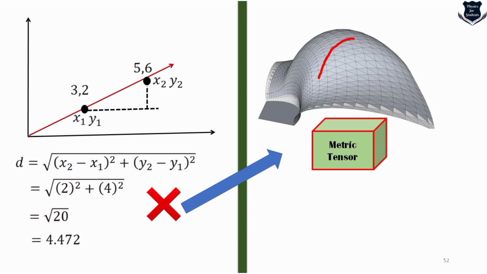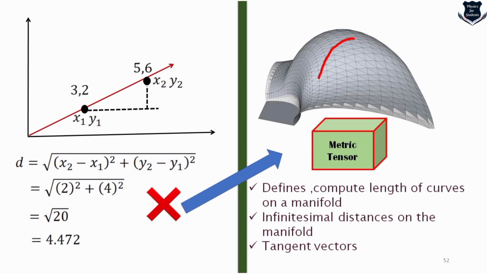So what we need is a metric tensor, which helps to calculate the distance between two points. It defines and computes lengths of curves on a manifold. Don't worry, we will be explaining more about manifolds. It is an infinitesimal distance on the manifold. It calculates tangent vectors. So till now, what we know is that the metric tensor is a mathematical framework where we cannot use the Pythagorean theorem, but we can use something else which will help us compute the length of curves on a manifold.